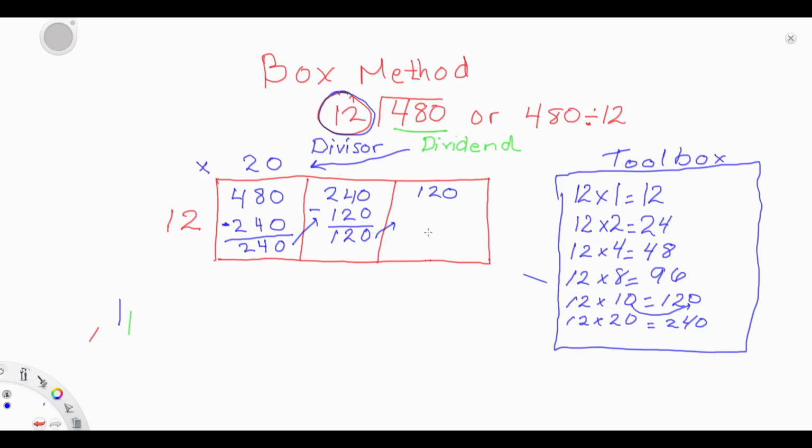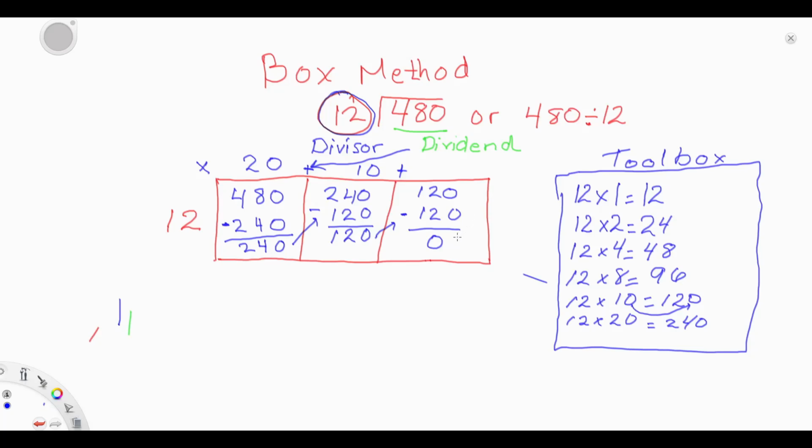But before I start to do the workout here, I want to see 12 times what number gave me 120. 12 times 10. So I'm going to put that 10 above here. Each line that separates the boxes will be an addition sign. Okay? So now I'm going to subtract 120 from this box, which will give me a difference of 0. Once you hit 0, you're done with your workout.